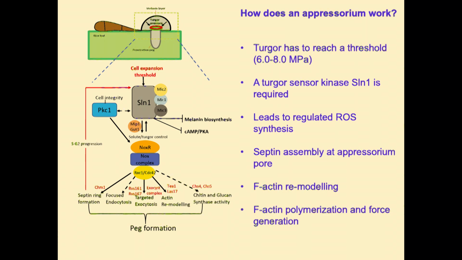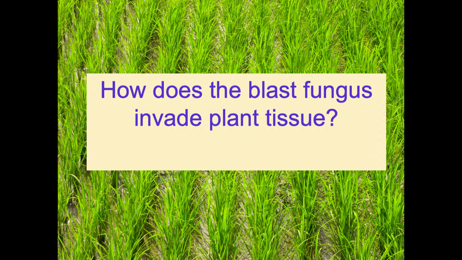But we've now started working in the last few years on trying to understand what happens next. What happens when the fungus is actually occupying and invading plant tissue? What are the changes that it undergoes then? And in many ways, it's no less remarkable from a developmental biology standpoint. So how does the fungus then invade plant tissue?